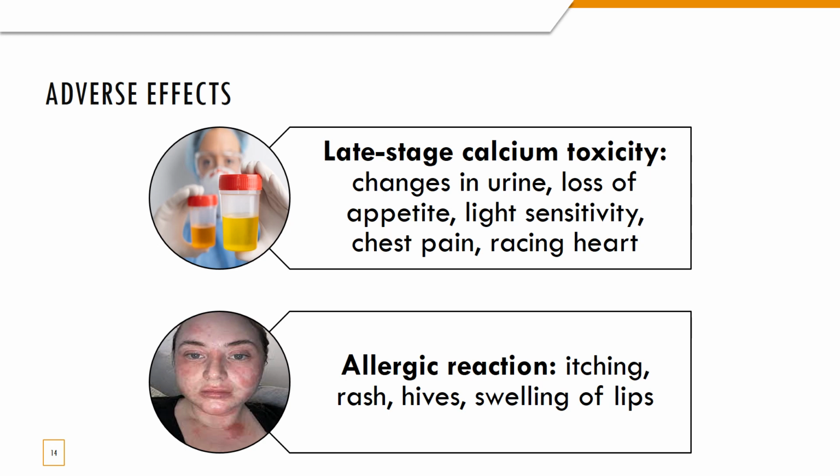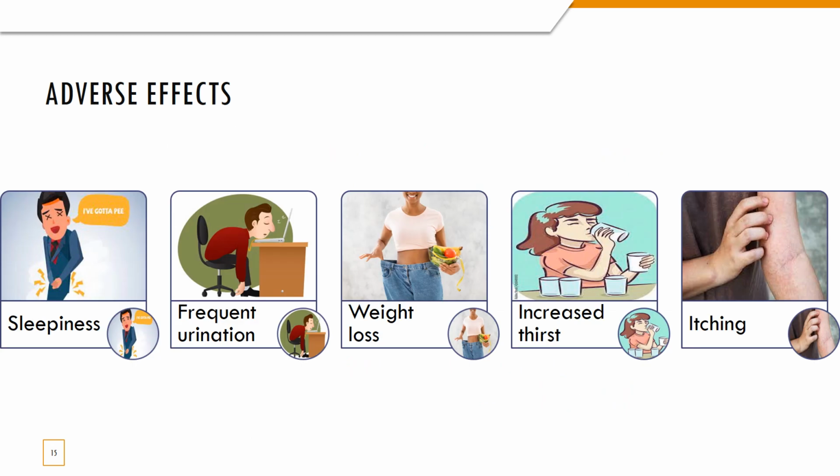As for adverse effects, usually seen in late-stage calcium toxicity, so this is usually for asymptomatic patients who don't necessarily show any symptoms of hypercalcemia. Usually results in changes in urine, loss of appetite, light sensitivity, chest pain, and racing heart. Some people can have allergic reactions, and this is not limited to itching, rash, hives, swelling of the lips, such as angioedema. Sleepiness, frequent urination, weight loss, increased thirst, and itching seem to be more of the minor side effects of this medication.